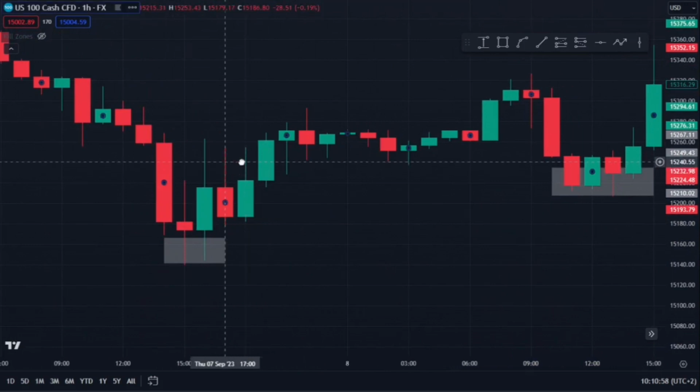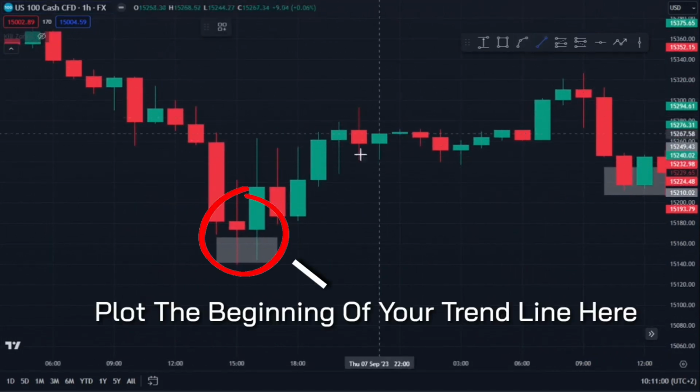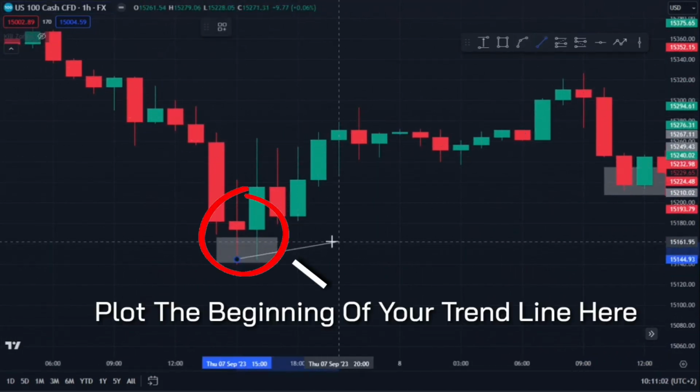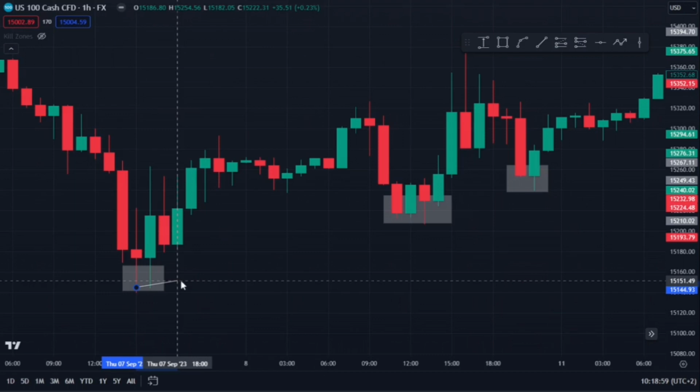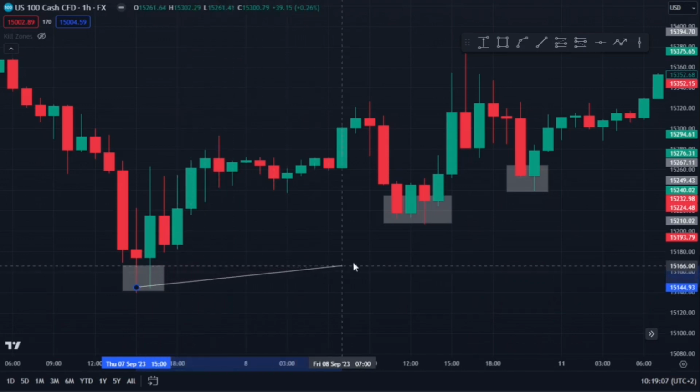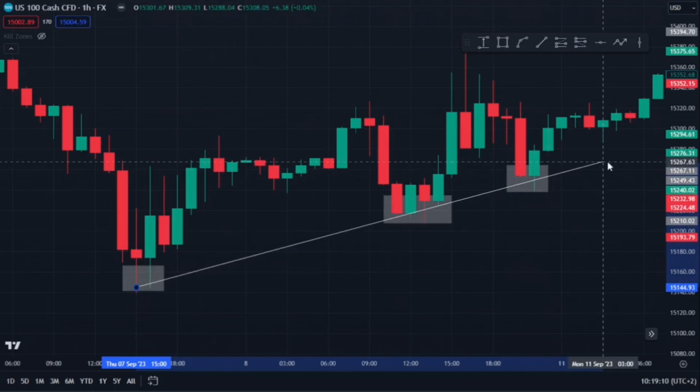Once you've identified the first pivot low, this is where you want to place the beginning of your trend line. Once you've plotted your trend line on the first pivot low, you want to identify the next pivot low. Now there might be 2, there might be 7 pivot lows. In this example, there's 3. And you want to stretch your trend line across the pivot lows identified.